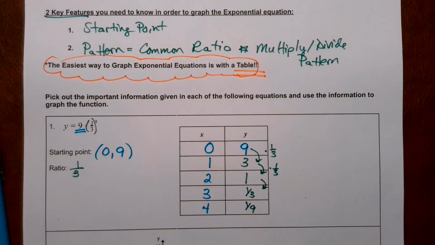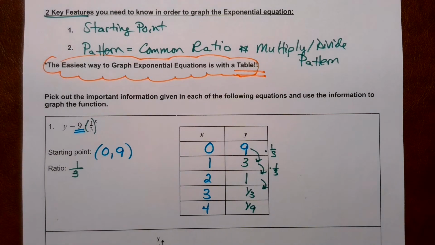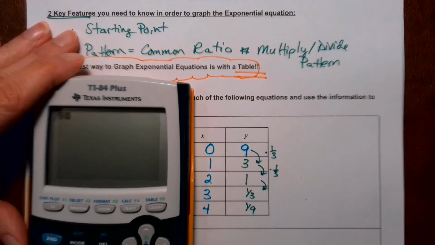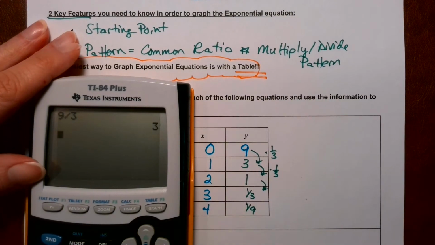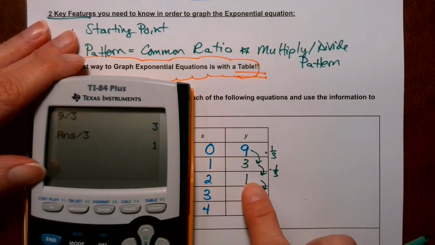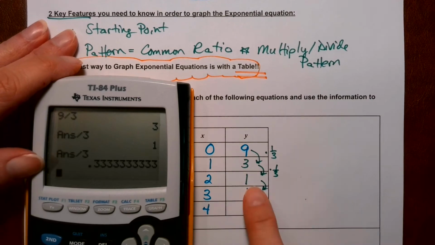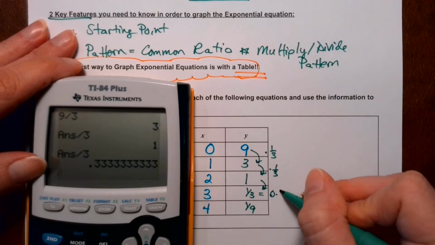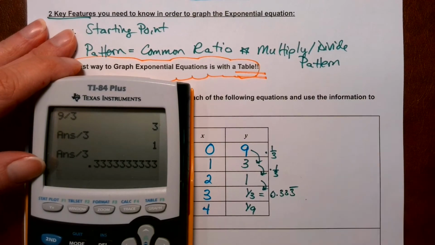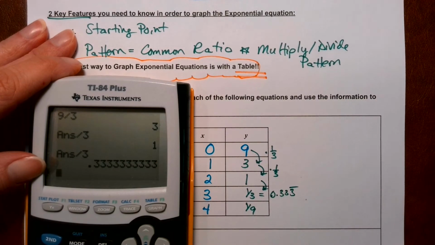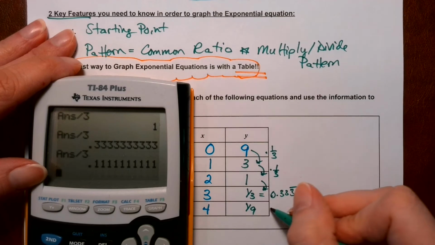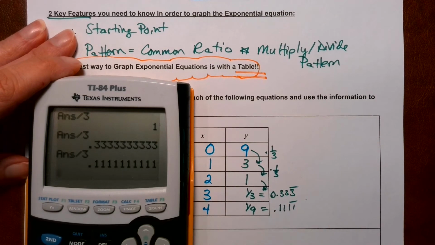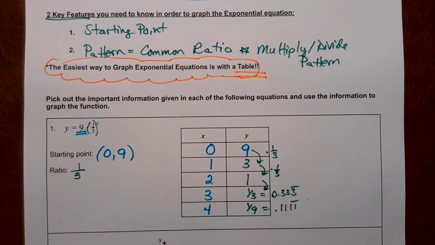Sometimes if you use your calculator, you might get some decimals with this, which might make it easier to graph. So a 9 got divided by 3, made a 3. Divide that by 3, we get a 1. Divide by 3, there's 1/3. 1/3 is 0.333 repeating, and then divide that answer by 3, and 1/9 is 0.111 repeating. Okay, let's go ahead and graph this.